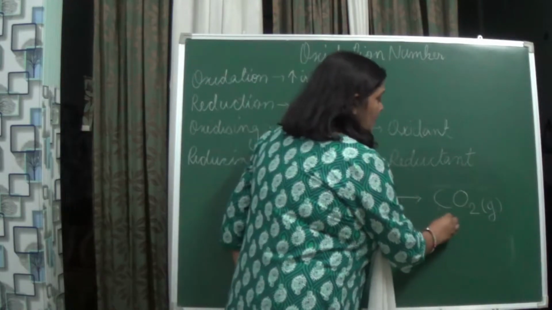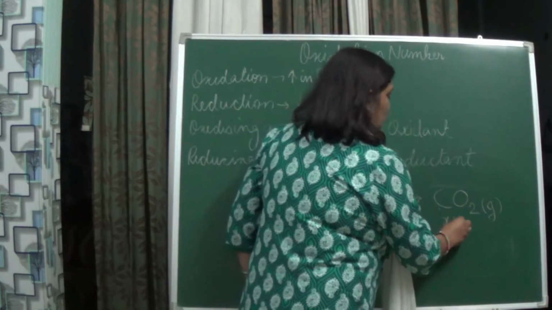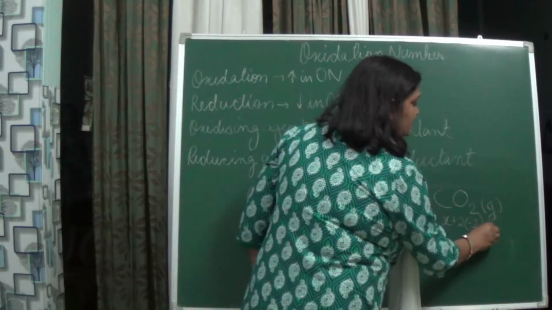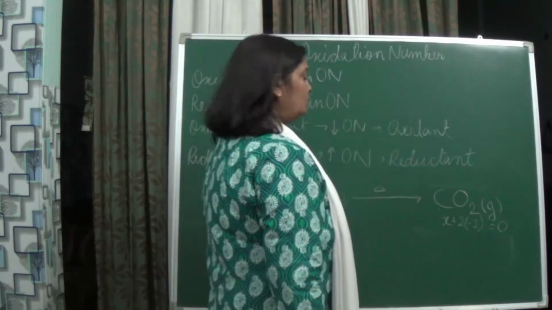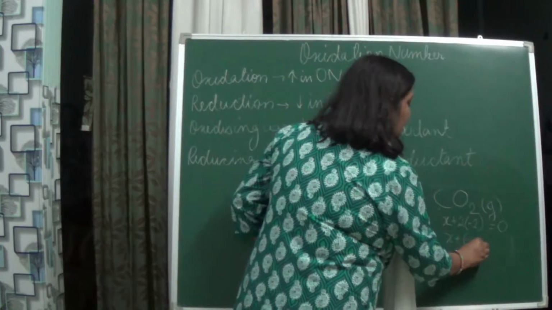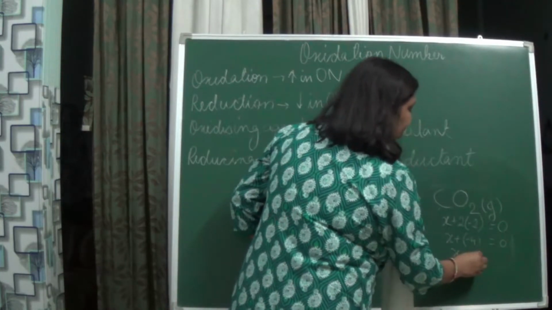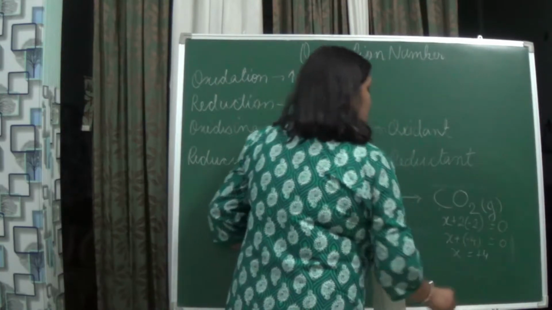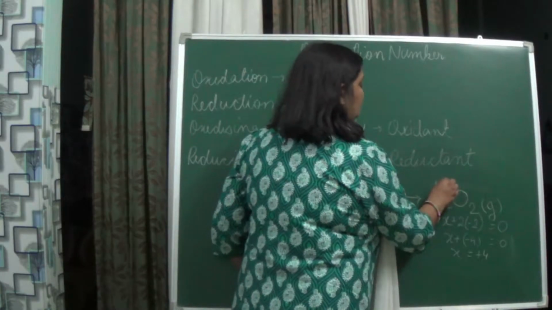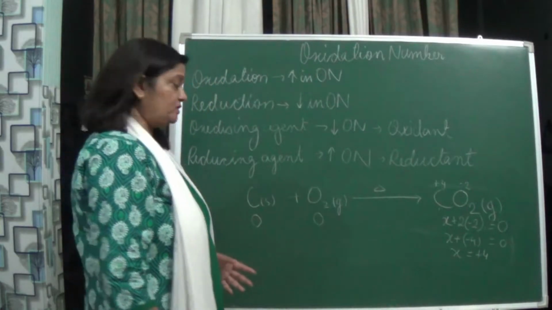So for carbon, we assume X because we have to take it out. X plus 2 into -2 is equal to 0. So X plus -4 is equal to 0, so X is equal to plus 4. Now the oxidation number of carbon we have got is plus 4, and oxygen is -2.